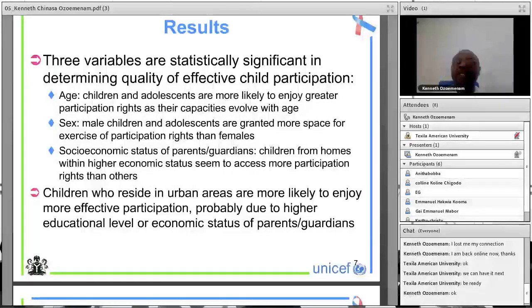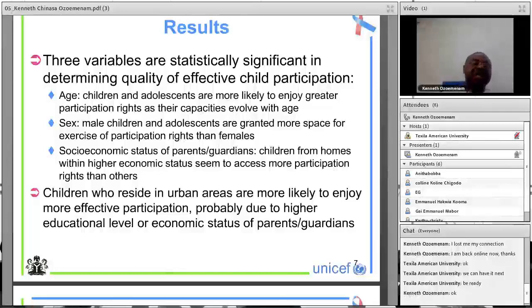And then what did we discover? In our assessment, we discovered that there were 3 issues that were statistically significant in determining the quality of effective child participation. And these were found to be age, sex, and socioeconomic status of parents or guardians. And so in age, we noticed that as the capacities of the children were evolving with age, within their families, within their communities, within their schools, then adults were more willing to listen to them and give them opportunity to air their views.